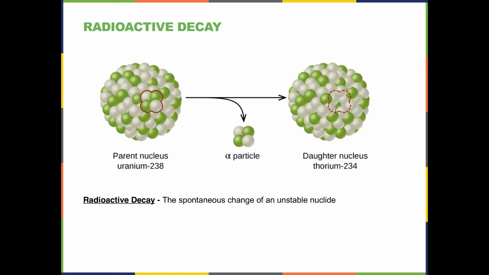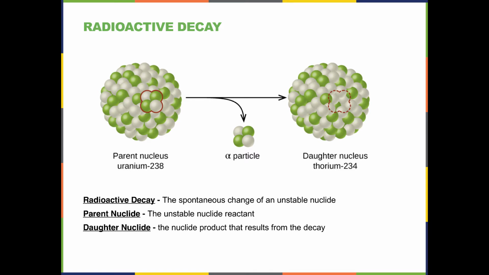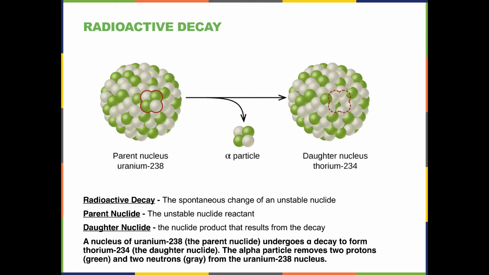Uranium-238 is unstable, and it spontaneously breaks down to produce an alpha particle and thorium-234. The parent nuclide is the unstable reactant, and the daughter nuclei is what results from the decay. So a nucleus of uranium, which is the parent, undergoes alpha decay because it produces an alpha particle to form thorium-234, which is the daughter. The alpha particle removes 2 protons, which are green in this picture, and 2 neutrons.